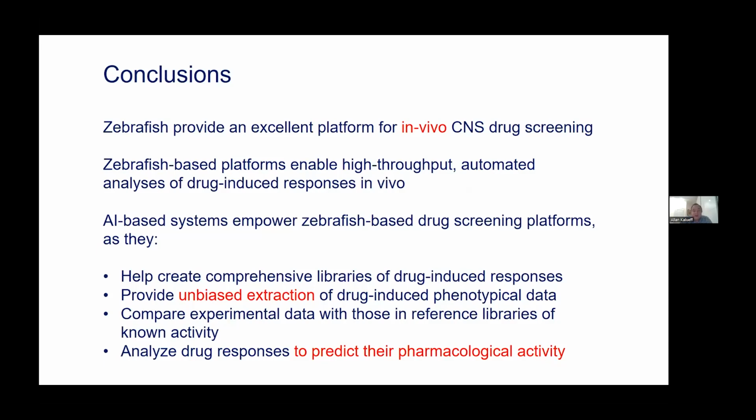I will conclude by saying that zebrafish provide an excellent platform for in vivo drug screening. They produce high throughput, automated, unbiased analysis for drug-induced responses in vivo, and they allow us to predict the drug pharmacological activity with a relatively high accuracy.